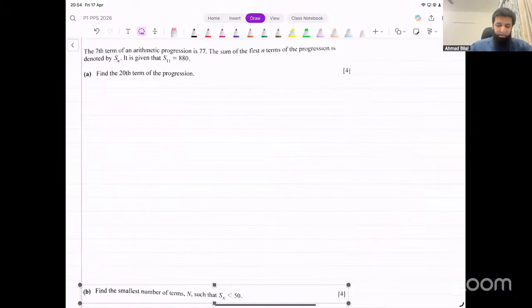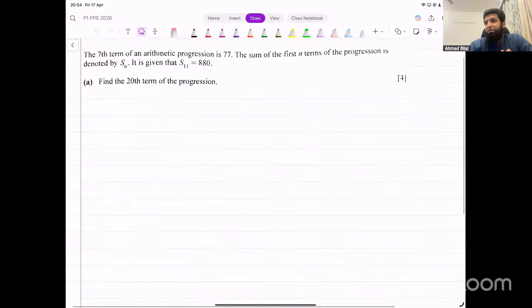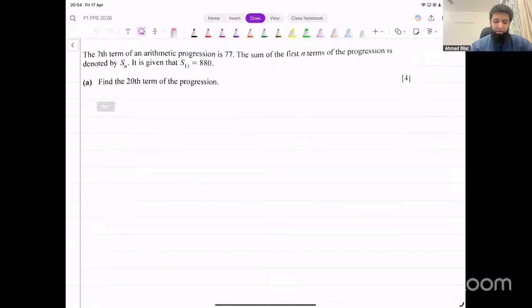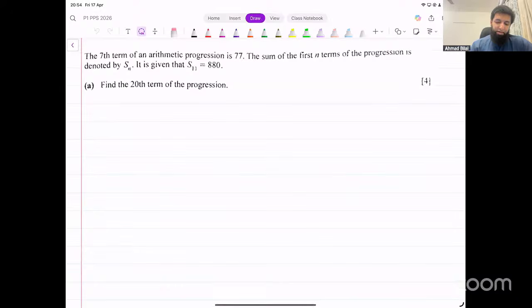Okay, that was question number 9. Let's look at the next one. The seventh term of an AP is 77. The sum of the first n terms of the progression is denoted by Sn. It's given that S11 is 880. Find the 20th term of this progression. Okay, so what information do we have? First of all, it's an AP, so make sure that you're using the correct formulas.